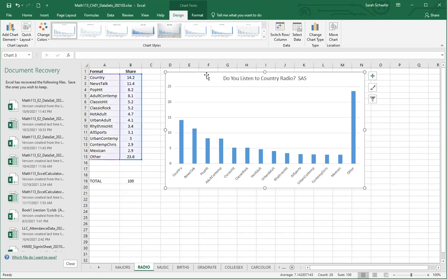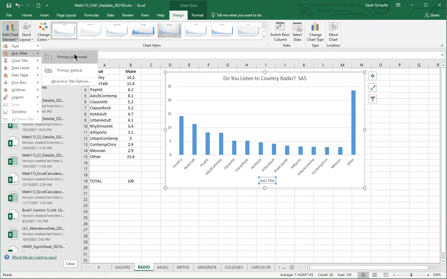And then it said to add axis labels. So we need to add a horizontal label. So that would be for these titles across the bottom. And then we need to put one along the vertical or the y-axis. So to do that, it's the same place where we did the data labels and stuff for the pie chart. So we're looking for that add a chart element. So you want to be in the Chart Tools Design ribbon. You'll go over to add a chart element and then the axis titles.